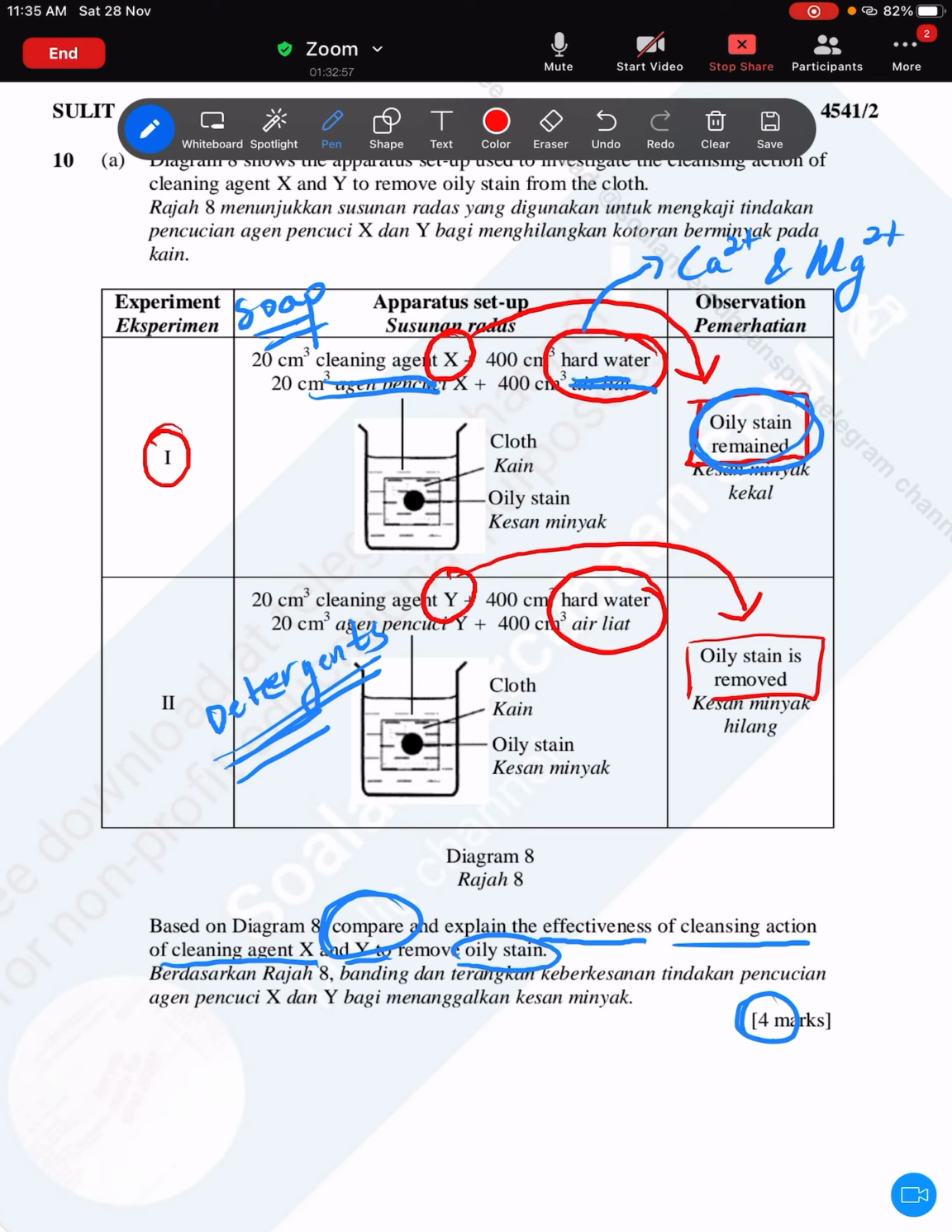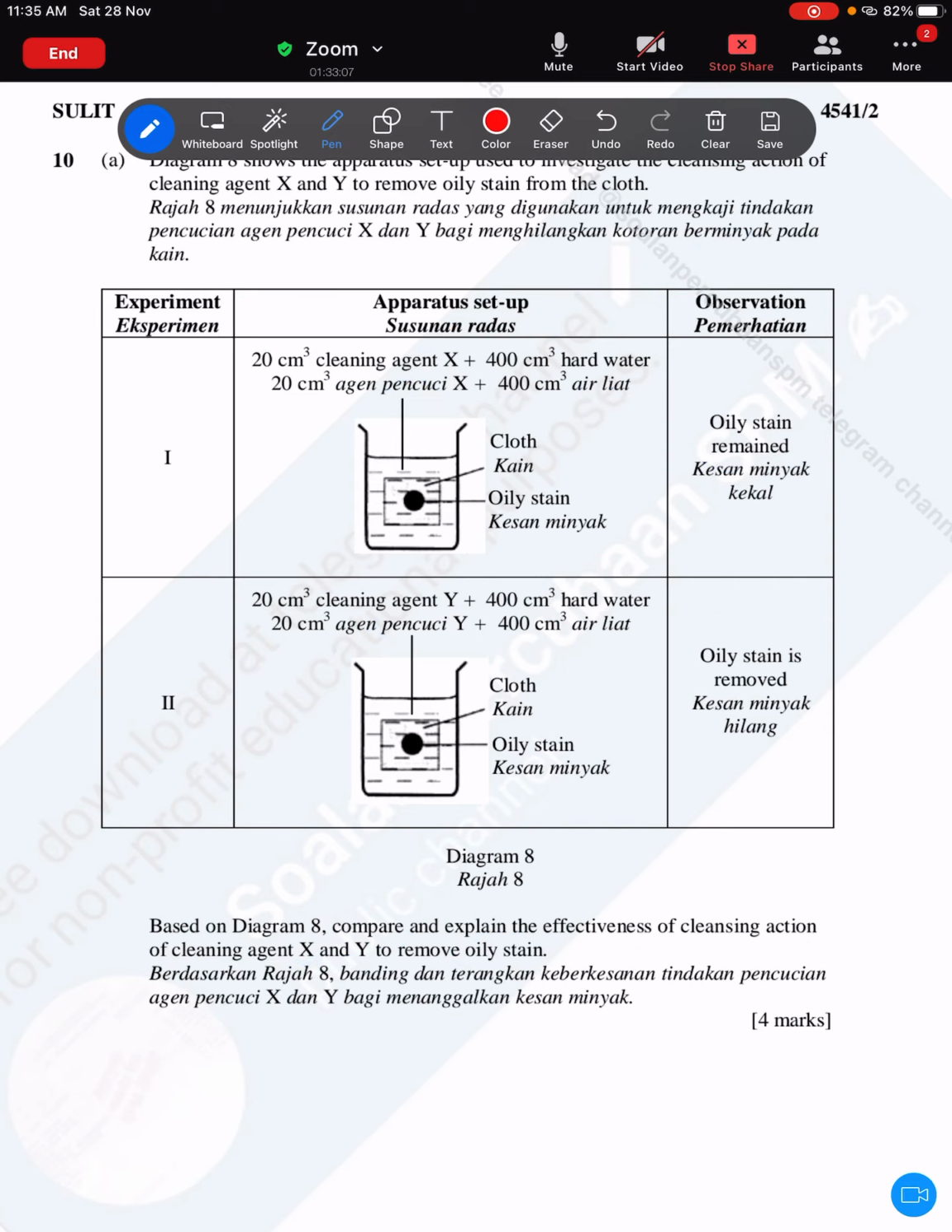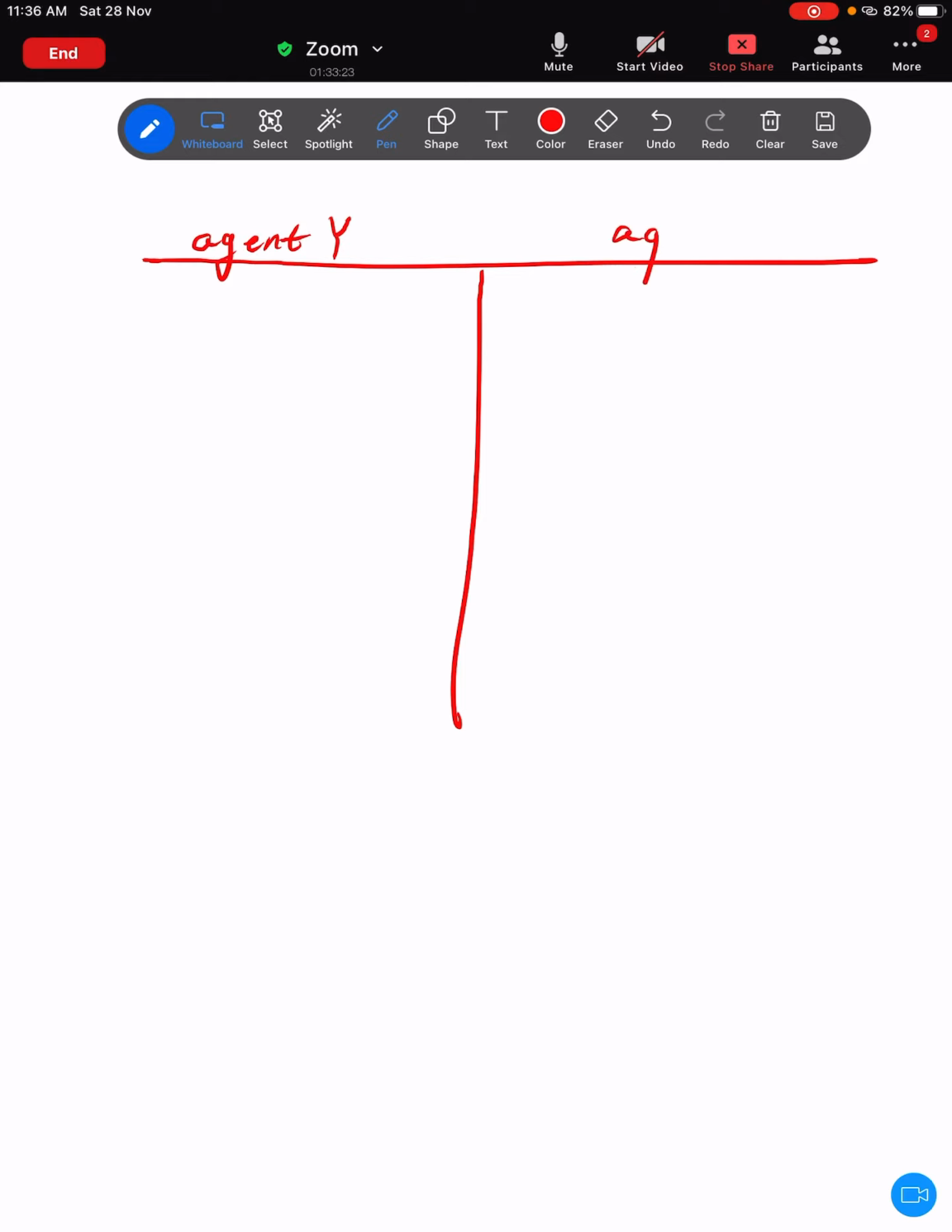Okay, are you ready? So you are ready, then I'm going to do the table. As you can see over here, as usual, my dear students, you draw the table. Then you have agent Y and you have agent X. X first, maybe, X and Y. So what can you say?